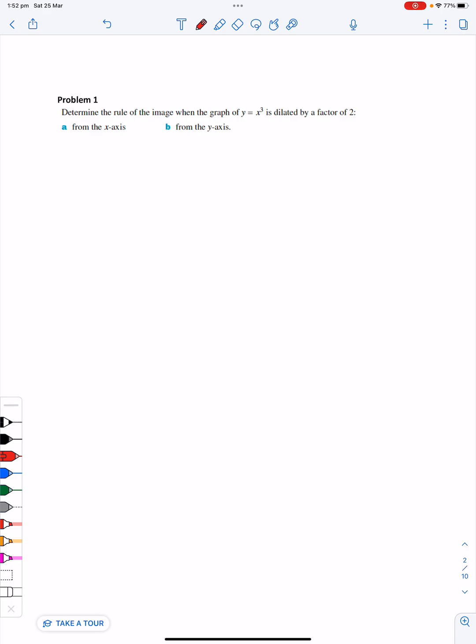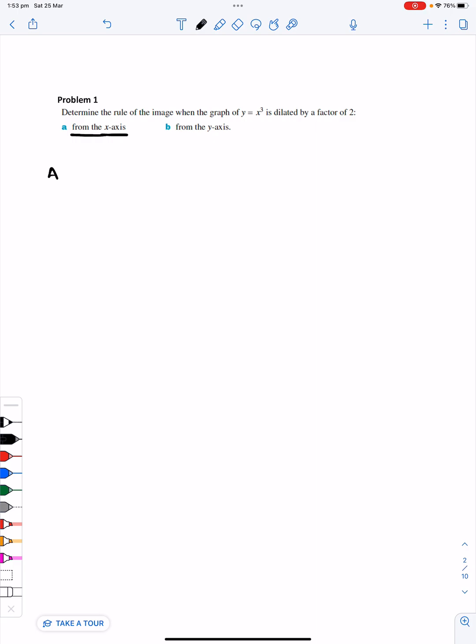Okay, so let's have a look at a problem. Determine the rule of the image when the graph of y equals x to the 3 is dilated by a factor of 2. The first part is asking us to dilate it from the x-axis, and the second part is asking us to dilate it from the y-axis. So for part A, I'm concerned with dilating it from the x-axis.